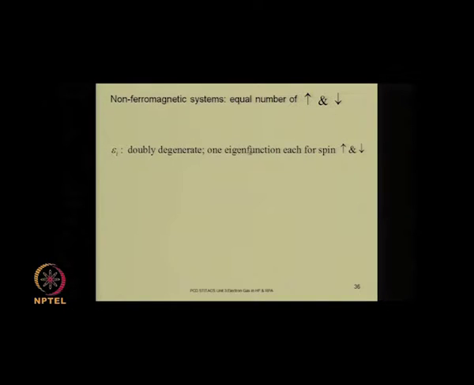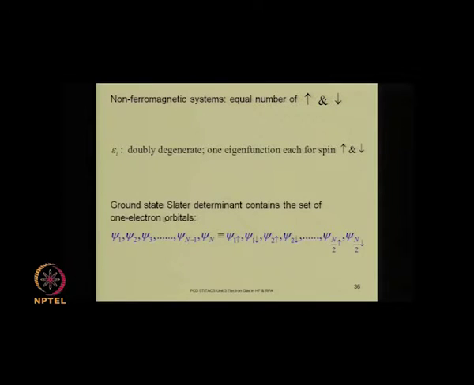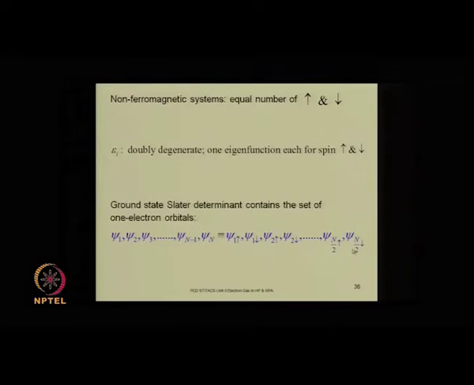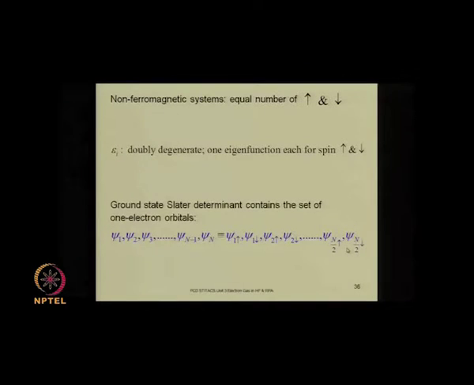So, you have one eigenfunction for spin up and one for spin down, and the ground state Slater determinant wave function is a set of these 1 electron orbitals. You have these n orbitals, but psi 1 up and psi 1 down are degenerate, psi 2 up and psi 2 down are degenerate, and you have psi n by 2 up and n by 2 down. So, you have a total number of n by 2 energy states, each being doubly degenerate.